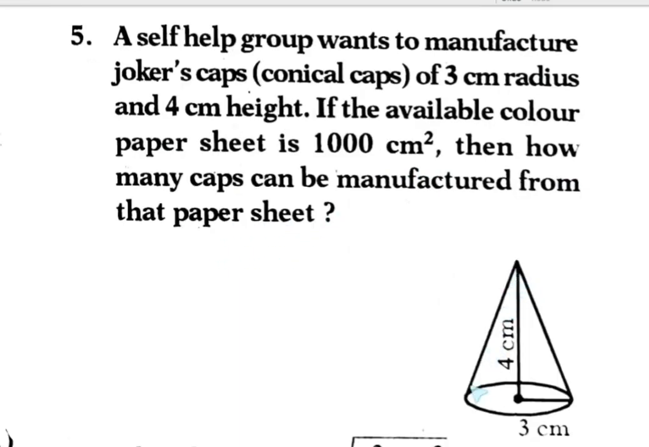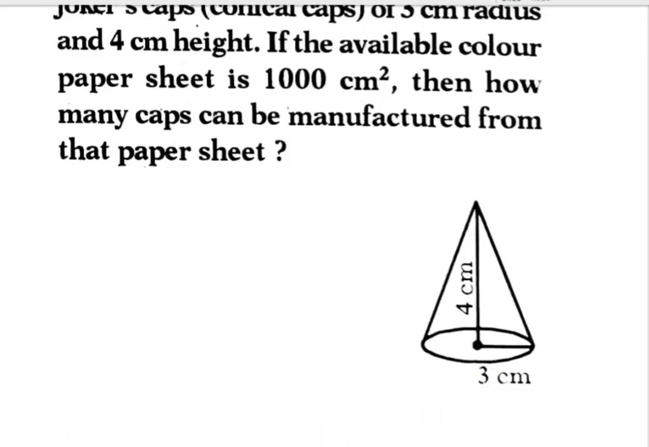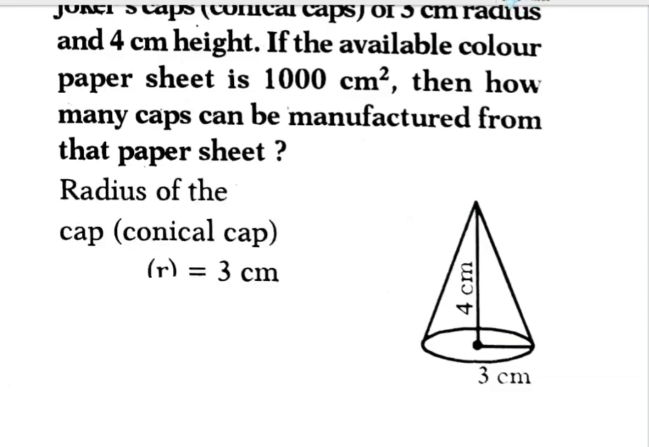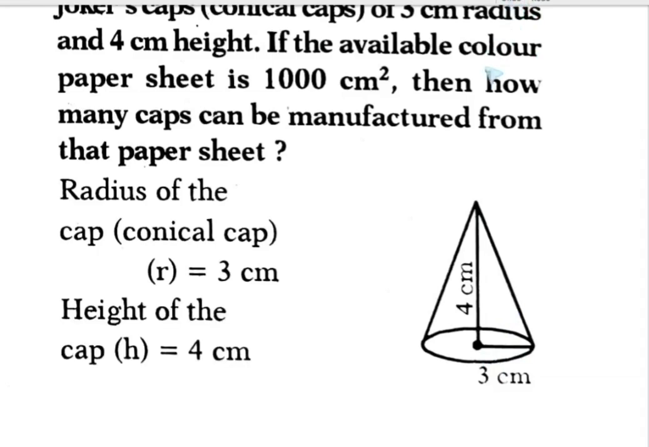The conical cap is 3 centimeters radius and 4 centimeters height. Radius of the cap is 3 centimeters, height of the cap is 4 centimeters. The radius of this conical cap is equal to 3 centimeters, and the height of the cap is 4 centimeters.